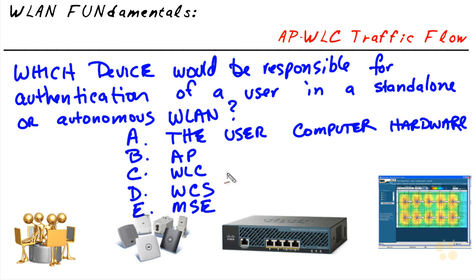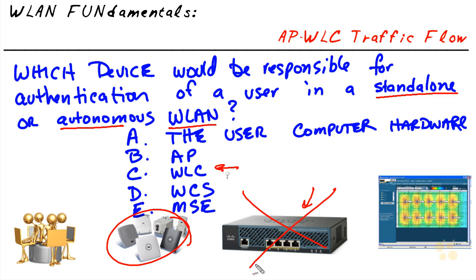Now this question is a little bit tricky, and that's because in our discussion we said this wireless LAN controller, this one right here, with the split MAC has the responsibility, or can have the responsibility, of doing the authentication and authorization of individuals. However, the question says standalone or autonomous wireless local area network, which implies there is no controller involved. And as a result, it's the access point on its own that's going to be making those decisions regarding the authentication of a user. In a standalone environment, it doesn't have a wireless LAN controller to go to.